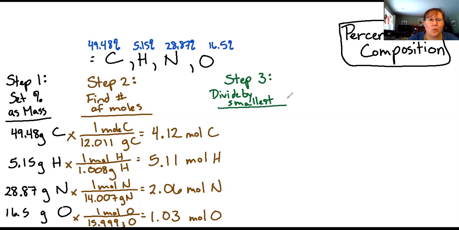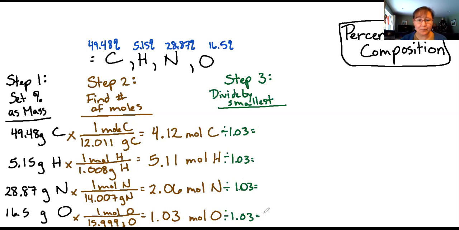And you might say, why? Well, we're dividing by the smallest because that's going to set our ratios against 1. We need one of these to be against 1 in order to determine an empirical formula. So that means that we divide each one by 1.03 because that's the smallest one that we have here. And what I'm doing is I'm just writing a divided by 1.03 for each of them.